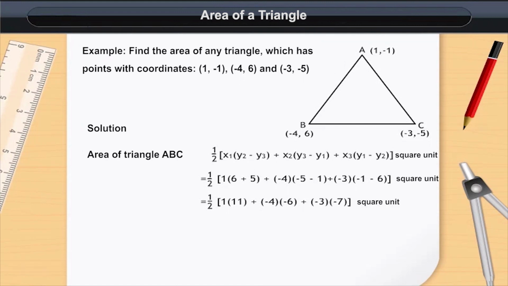by 2 multiplied by [1 multiplied by 11 plus minus 4 multiplied by minus 6 plus minus 3 multiplied by minus 7] square unit, which is equal to 1 divided by 2 multiplied by [11 plus 24 plus 21] square unit, which is equal to 1 divided by 2 multiplied by 56 square unit, which is equal to 28 square unit.